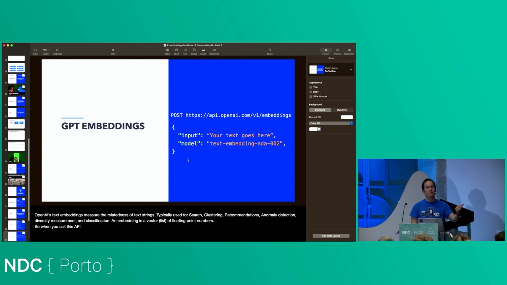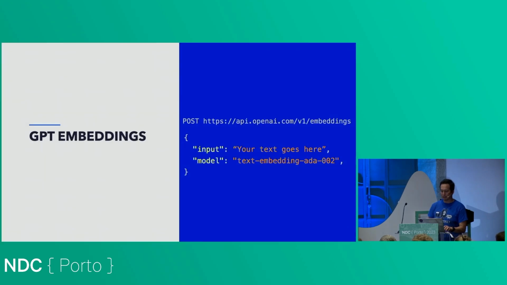One way is you can train the model. But it turns out that a lot of times training is not what you want to do. It's very expensive, and you can get really good results by using embeddings. So what embeddings are is they measure the relatedness of strings.